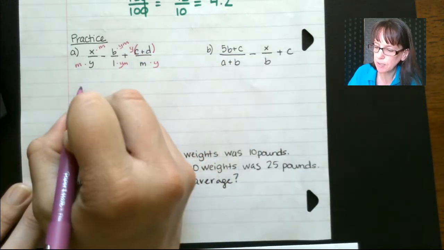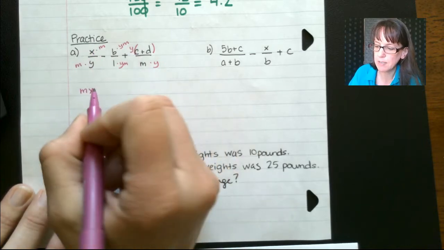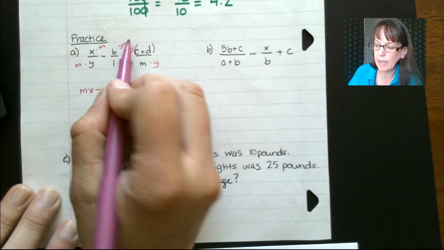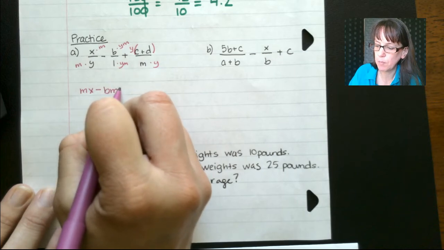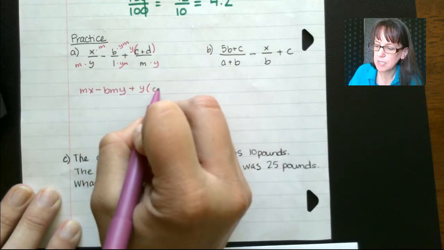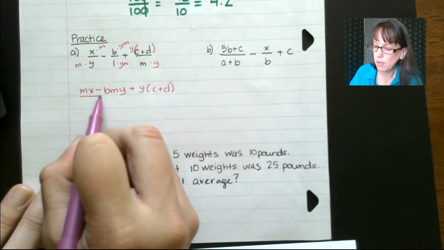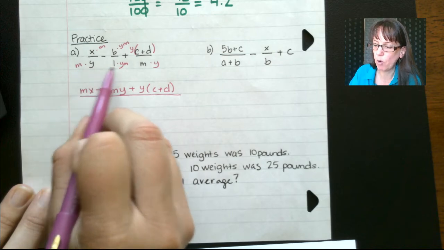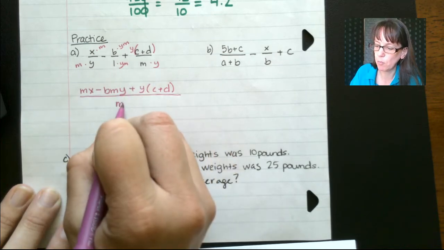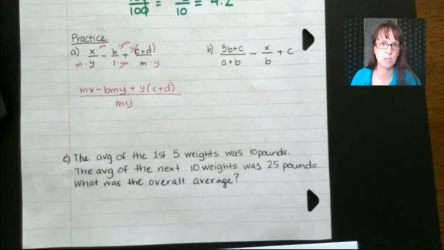So what we have upstairs is now x times m, and I put it in alphabetical order, so mx minus b times y times m, so that's going to be bmy, plus y times c plus d, quantity c plus d. All of that is going to be over my, my, my. So my, just like this. Now I looked in the back of the book and you can totally leave it like this. You don't have to distribute. So this is perfectly fine.